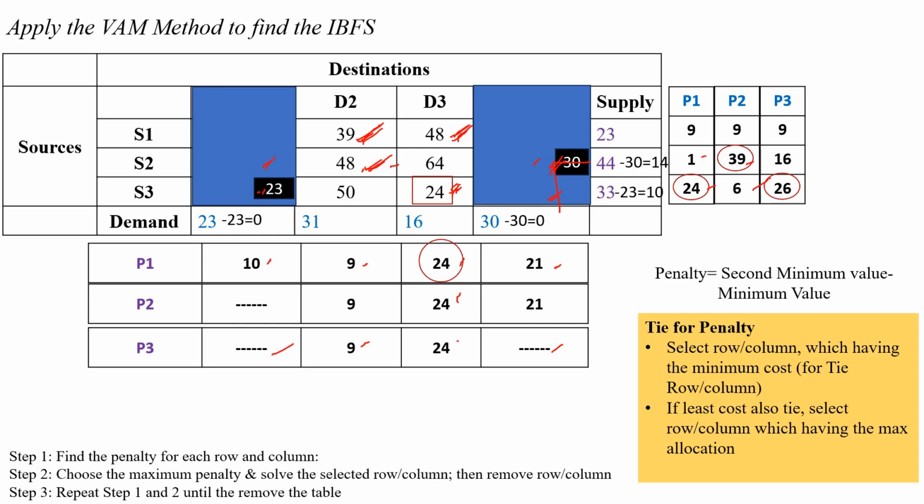Then observe the supply as well as the demand at 24. Here supply is 10 and demand is 16. So the minimum is 10. So allocate the minimum value, that is 10. Then supply will become 10 minus 10, which is equal to 0, and demand will become 16 minus 10, which is equal to 6. So the S3 row is getting 0, then we have to remove the S3 row.